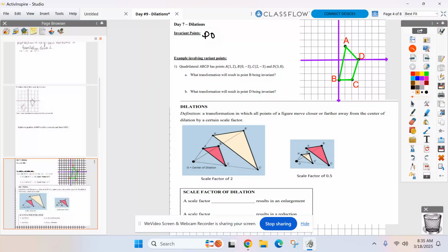They're points that do not move after a transformation. Do not move. Those are called invariant points. So we do what we're asked to do, but then all of a sudden, like point A just kind of stayed there. That's an invariant point. So I just want to make sure we're good on this.